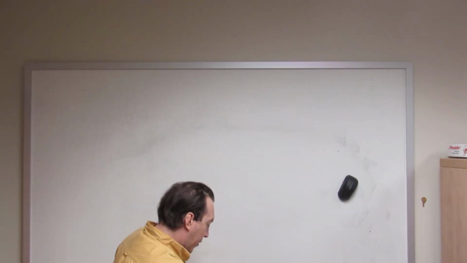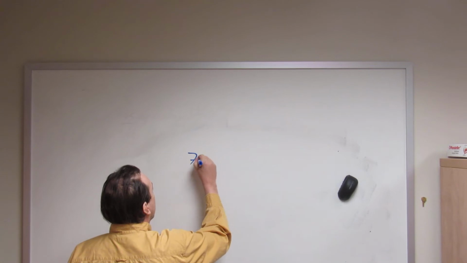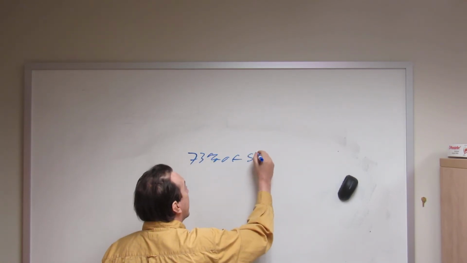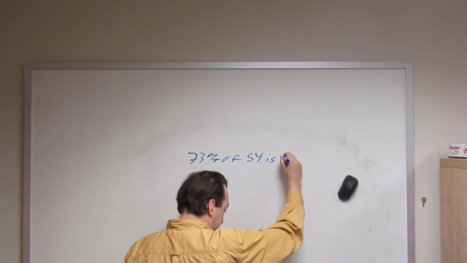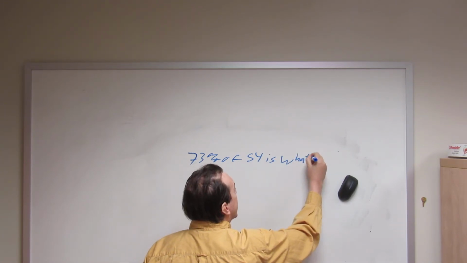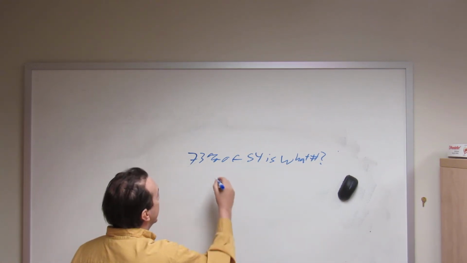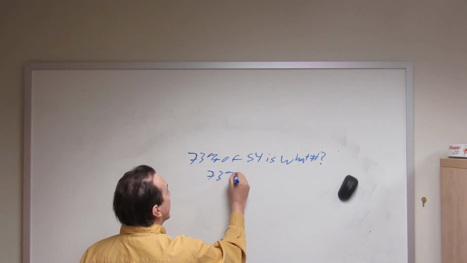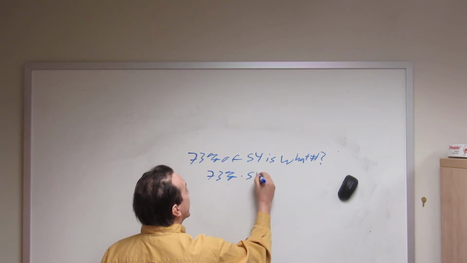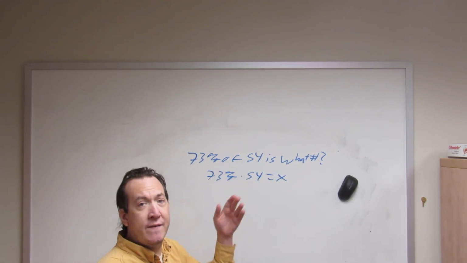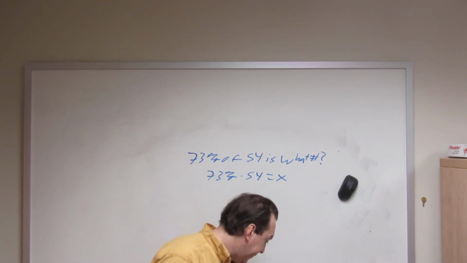Then let's say we want 73% of 54 is what number? All we have to do is 73% times 54 equals x. Remember, whenever you see of, that means times.